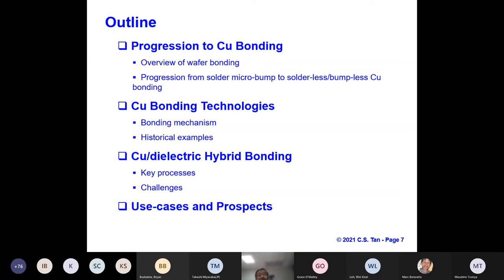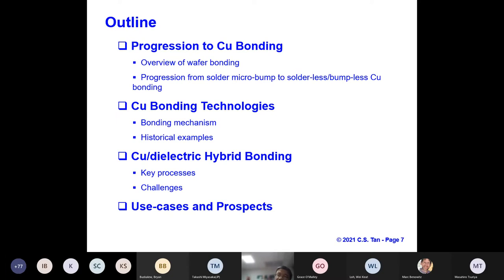And this is the outline. As I say, I try to make a case and explain to you why there's a need to progress to copper bonding. What is the motivation behind this? The motivation behind copper bonding technology really is to be able to break into very fine pitch bonding. I would like to use 10 micron as the line. It can be bigger, it can be smaller, but I like to base my discussion tonight on the 10 micron pitch, when there is a pressing need to go to copper bonding.